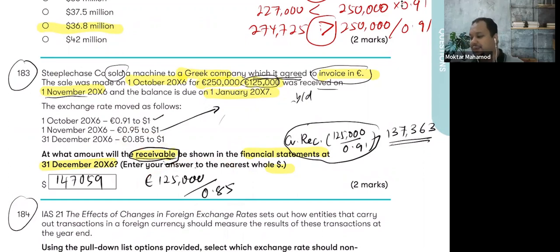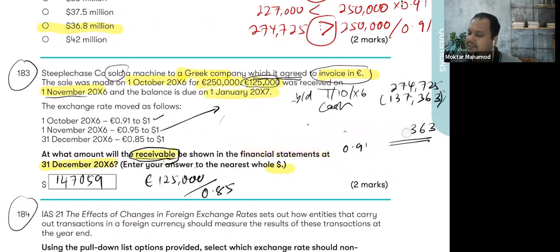But normally when doing questions, I would rather discuss in full, meaning not just to answer this question, it is also for us to see the movement. For example, before you reach 147,059, you have a breakdown of, let's say, 1st October year 6, you have 274,725, and then you have cash payment of 137,363. Okay, and then I can delete this one.